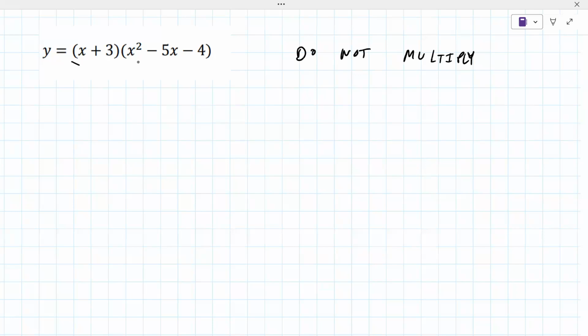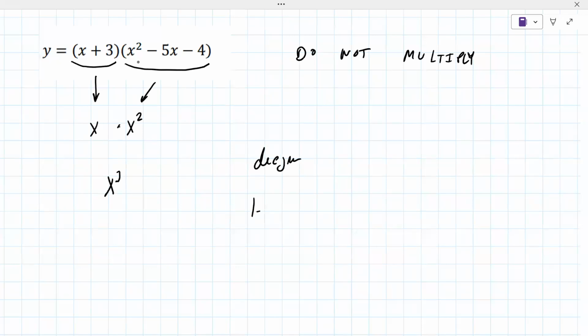You're supposed to recognize what's called the power term of each of these, the highest degree exponent. So this one is x, and this one is x squared. And then you multiply those together. What does that become? X cubed. So now we could ask the same question. What is the degree? What is the leading coefficient?